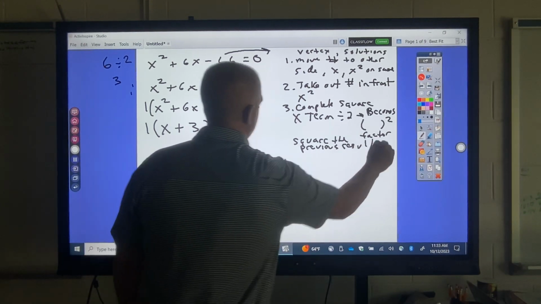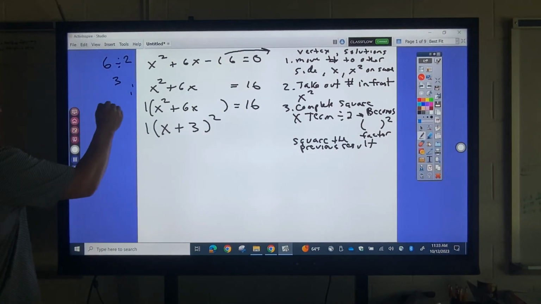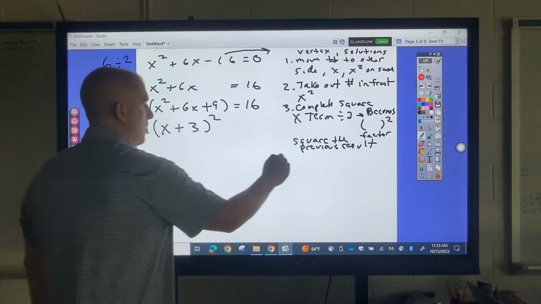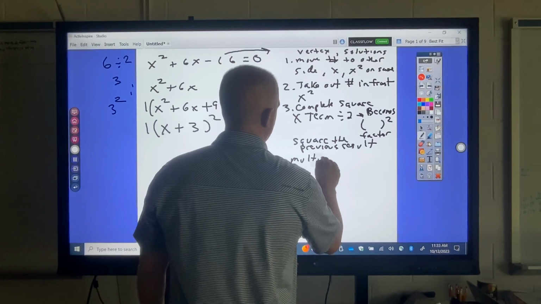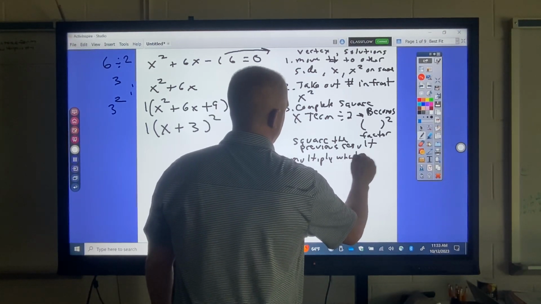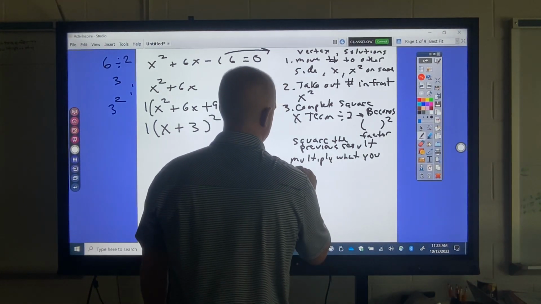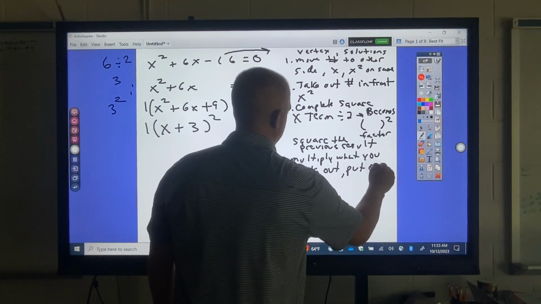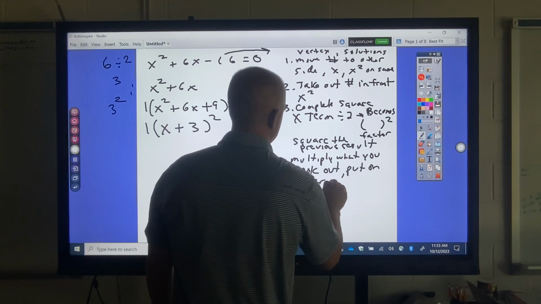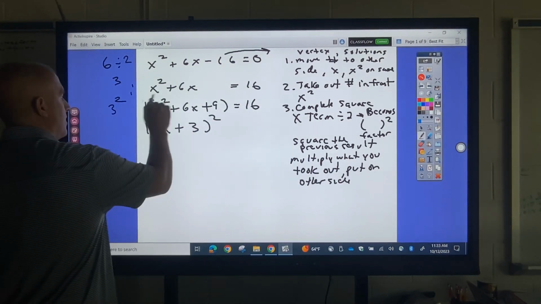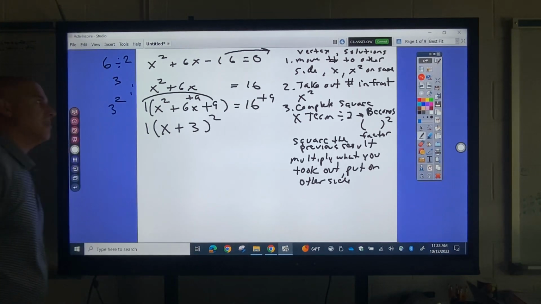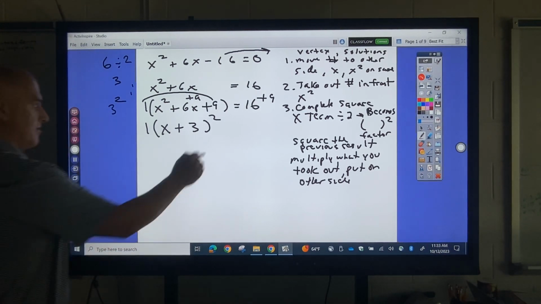All right? So, if I square 3, 3 squared is 9. That's what I put here. Multiply what you took out, and put that on the other side. So 1 times 9 is 9. So I want to put 9 on the other side. Now, that combines to 25.